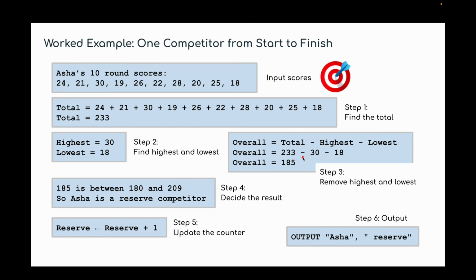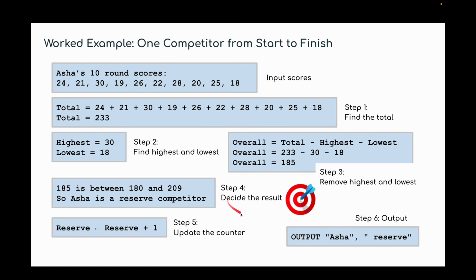Okay. So just to show you a worked example, one competitor. The first one, as I say, Asha's 10 rounds. She scored all of these. We've inputted the scores. Next, we find out the total, so we add all those scores together and we get a total. We look at these scores and we find the highest and we find the lowest. Then we're going to create an overall score, which is total minus highest minus lowest. Overall, 233 minus 30 minus 18, to get an overall score. It removes the highest and the lowest.